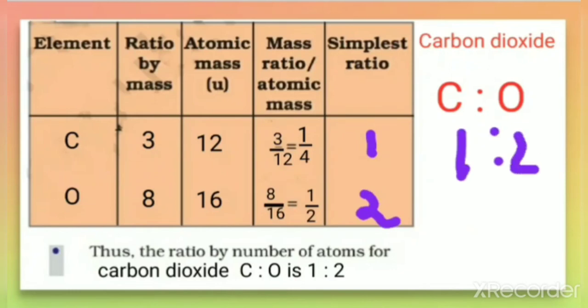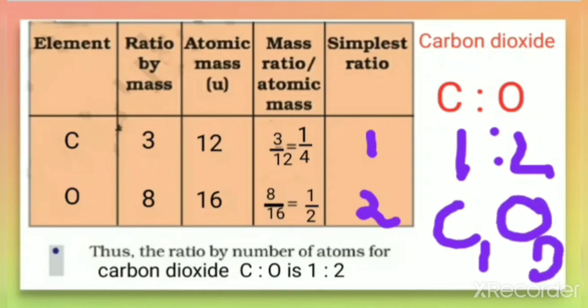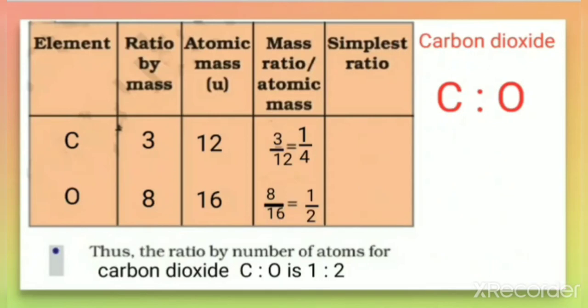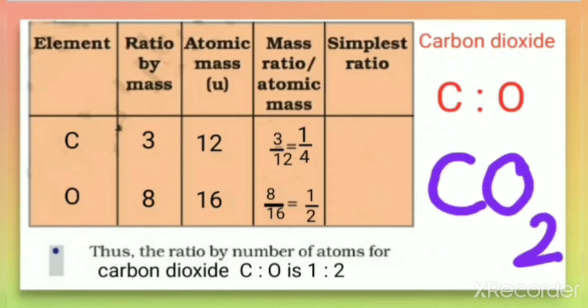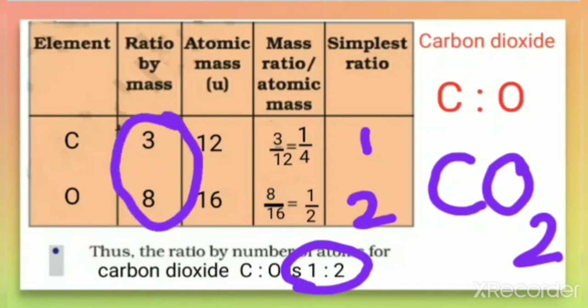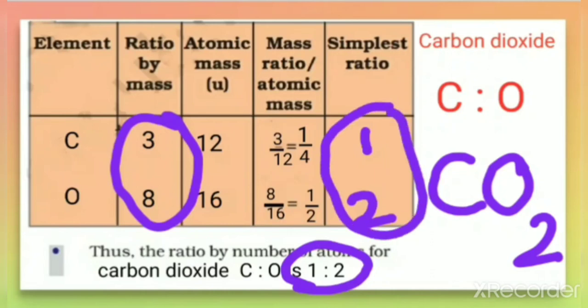So we got 1:2. That means there is a single carbon atom and there are 2 oxygen atoms. Therefore the formula for carbon dioxide is CO2. So we are getting the ratio here, that is 1:2. Therefore the formula for carbon dioxide is CO2. So this ratio is called the ratio by number of atoms, and this ratio is called the ratio by mass. That is, this ratio is in terms of mass and this ratio is in terms of number of atoms.